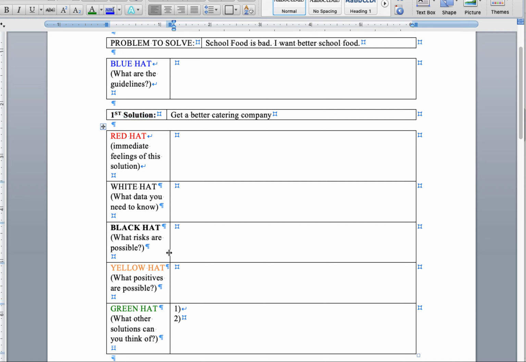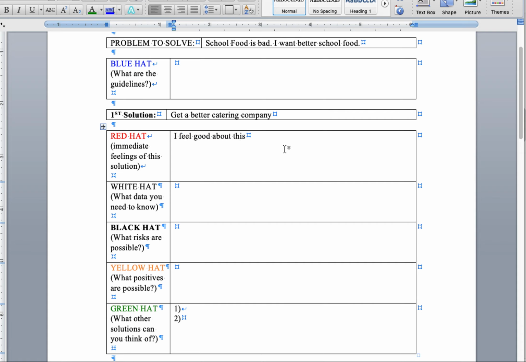And now we're going to go through this process of this color coding here. So first is the red hat, because whenever you have an idea or you hear something, you always have that first gut instinct. What is your immediate gut reaction? What are your feelings? What do you feel about this solution? Oh, get a better catering company. I feel good about this.